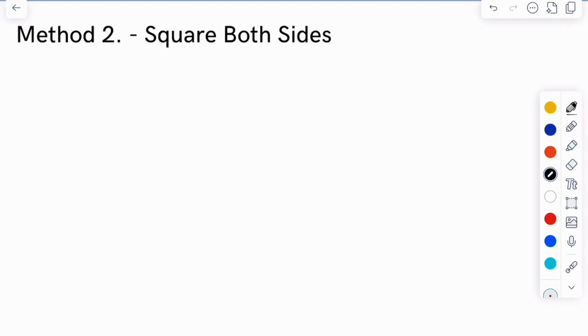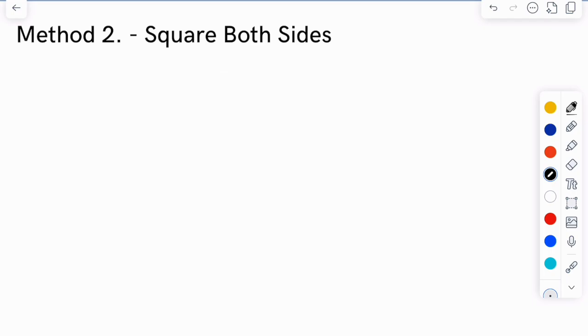Alright guys, now as for the second method, we've got squaring both sides. Now this is often a much quicker and more efficient way to go through this, because most of the time in the exam, you're not going to have time to draw the different graphs. You're not going to have time for that. And most often, it's just easier to square both sides in order to get the answer you want.